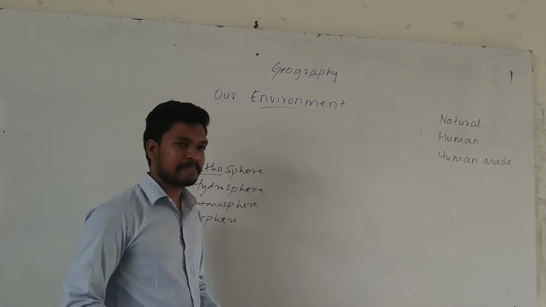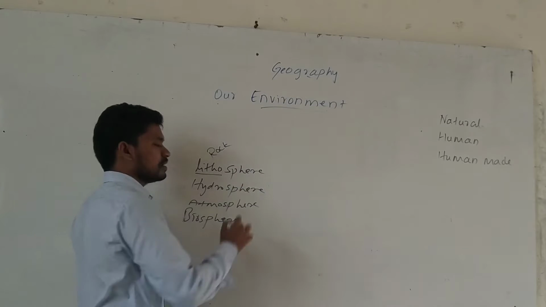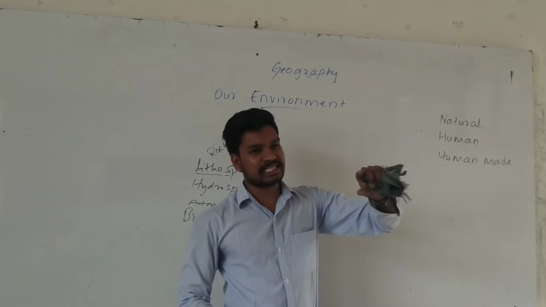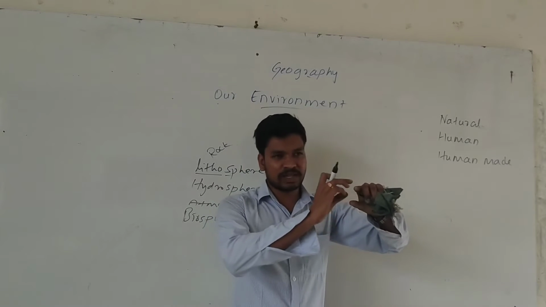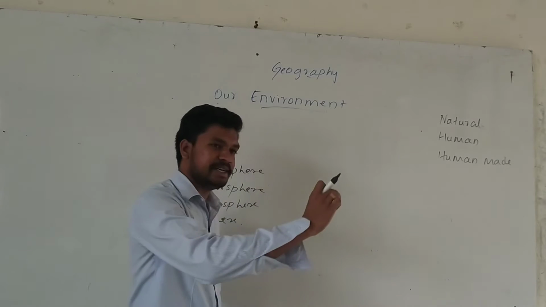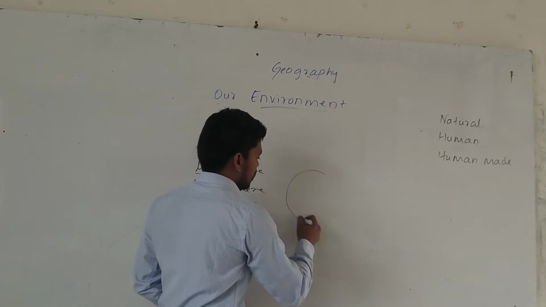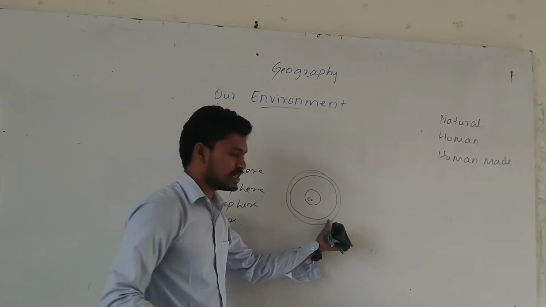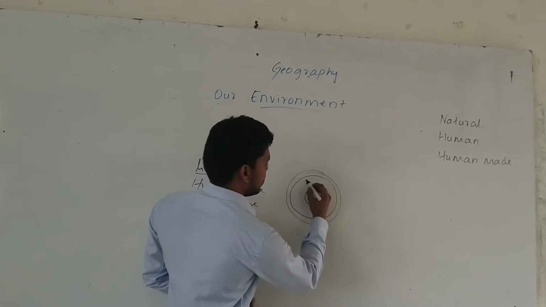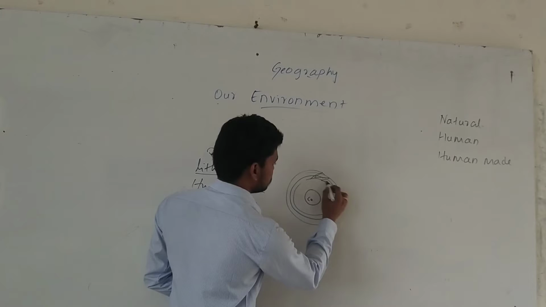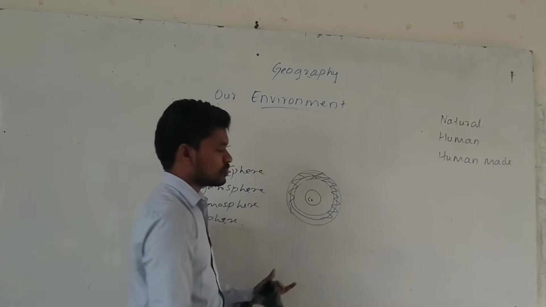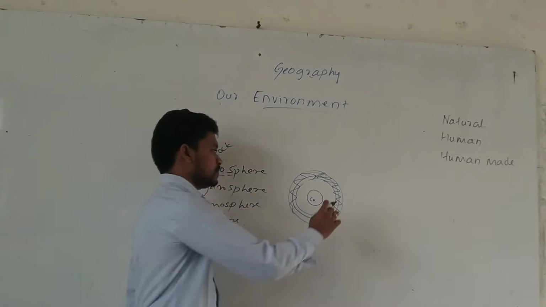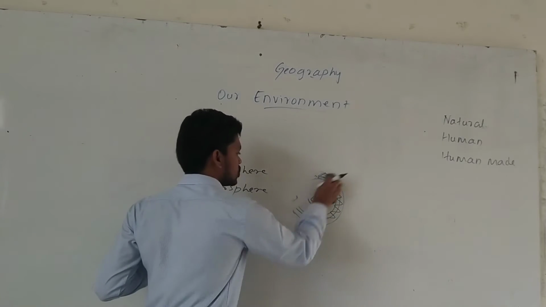Lithosphere: what do you mean by lithosphere? Litho is nothing but rock. Our Earth's surface, the upper layer, is the crust, and below the crust we have the mantle. The crust and the upper portion of the mantle together are called the lithosphere. Our Earth is made up of three layers: inside we have the core and the mantle, and the outer layer is the crust. So the crust and upper part of the mantle is called the lithosphere. This lithosphere is made up of rock, so it is called lithosphere.